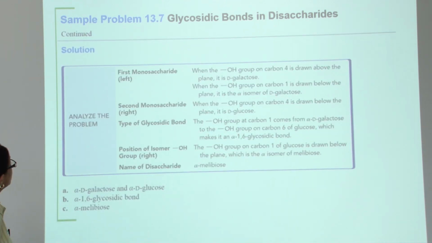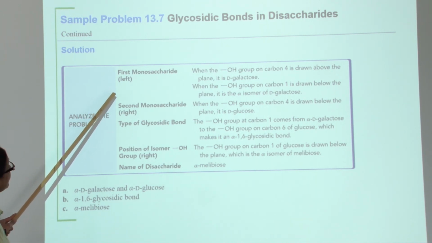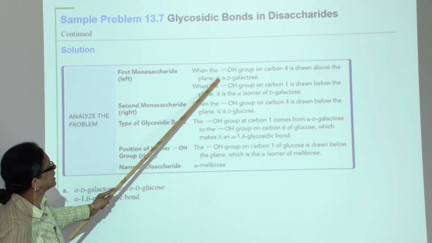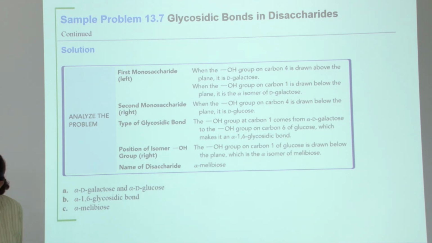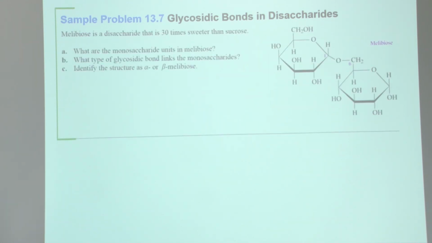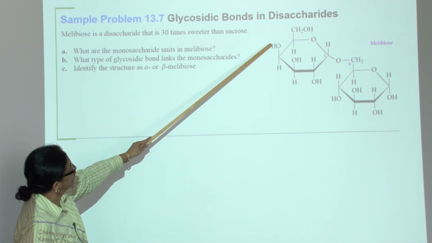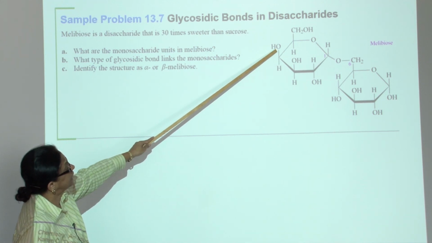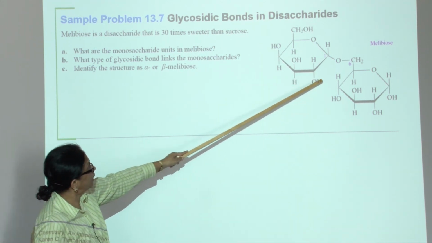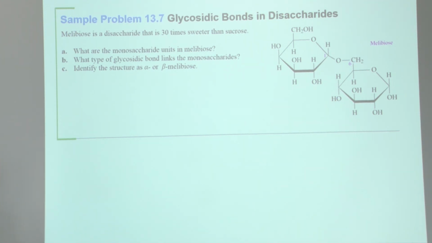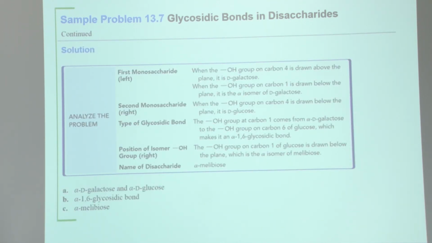So we will analyze. We will look at the first monosaccharide on the left. The OH group on carbon 4 is drawn above the plane. It is D-galactose. So I have to go back. Here, this is carbon 4. Here, the OH is above the plane: galactose. OH is below the plane: glucose. So this is the first step, identify the monosaccharides. We did, one is galactose, one is glucose.